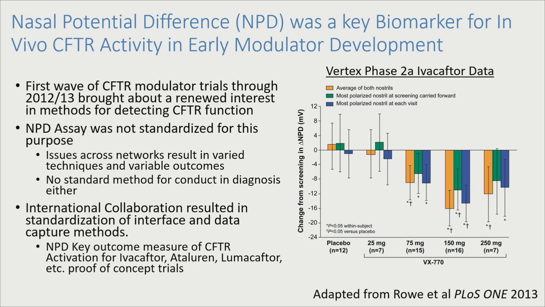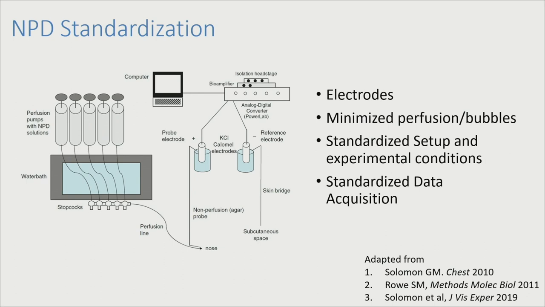This is just one example of data showing rescue of CFTR-dependent potential difference from the Vertex 2A phase trials conducted some years ago. Some international collaborations have resulted in standardization of this interface and data capture methods. As some of you are aware, in gene-based therapy trials, NPD has been used for nasal delivery of gene-based products. So we question whether we could take standardization methods previously encountered by our group and apply those to lower airway potential difference measurements, which I'll talk about for the next few moments.